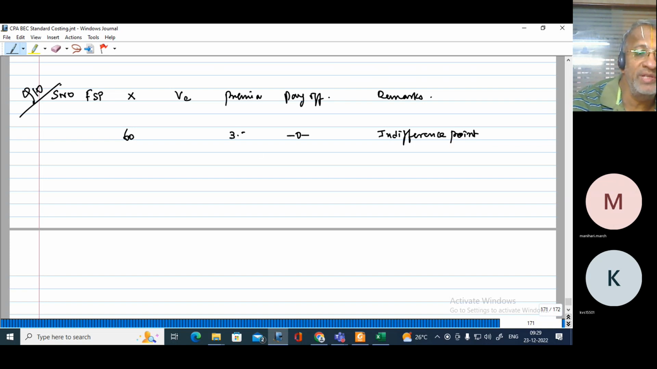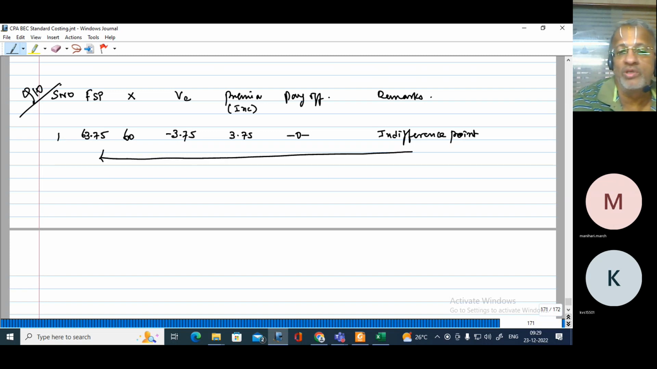Premium is 3 rupees and 75 paisa, which is an income for the writer. That means the value of the call should be negative 3.75. So it should be 63.75. This is number one. So we have updated almost everything except the exercise price, which you can write later. This is the way we should normally take it up.